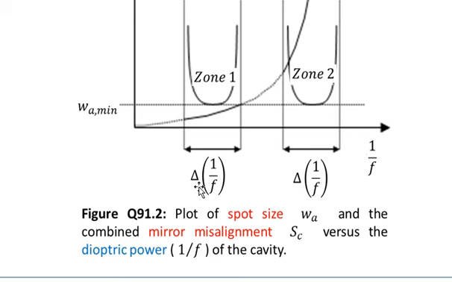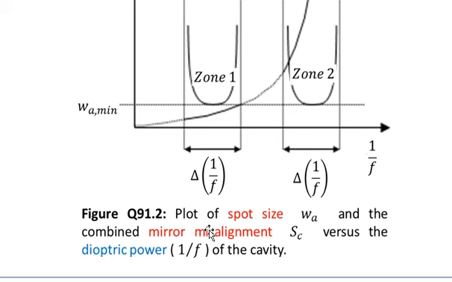And you see that we have shown delta, two regions represented by zone 1 and zone 2. The width of these two zones is represented by delta in each case. And the delta is a function of 1 over F. That is, delta is a function of the dioptric power of the lens.